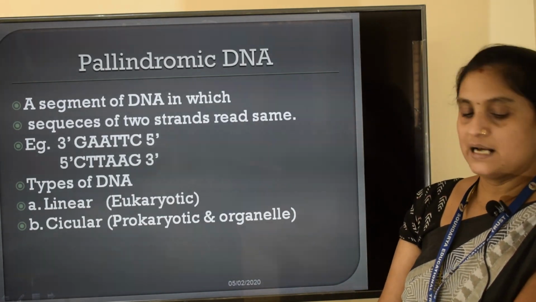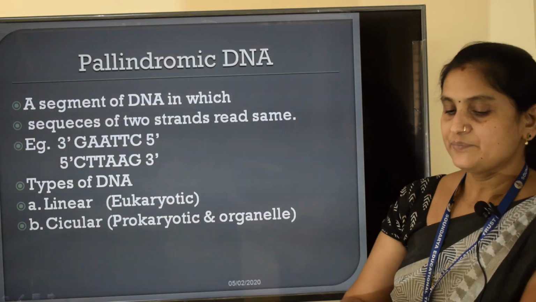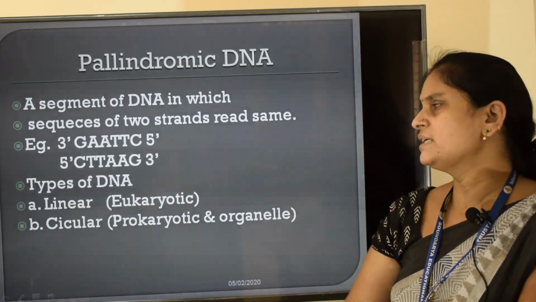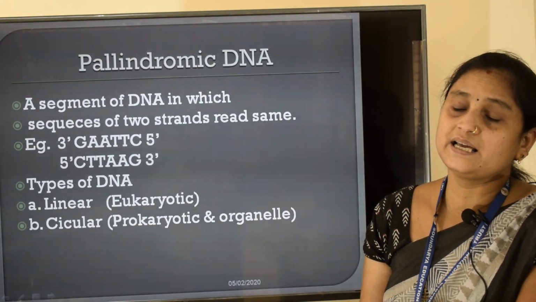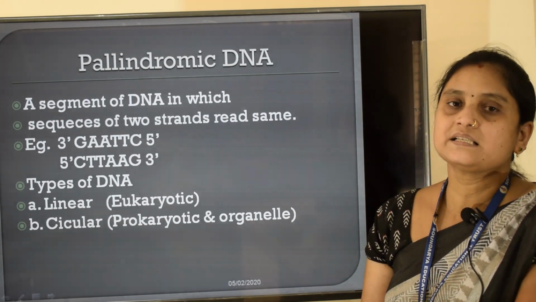Now, in addition to that, structurally we come across two types of DNA, that is linear DNA and circular DNA. One is the linear DNA. All eukaryotic DNA is double-stranded and linear.